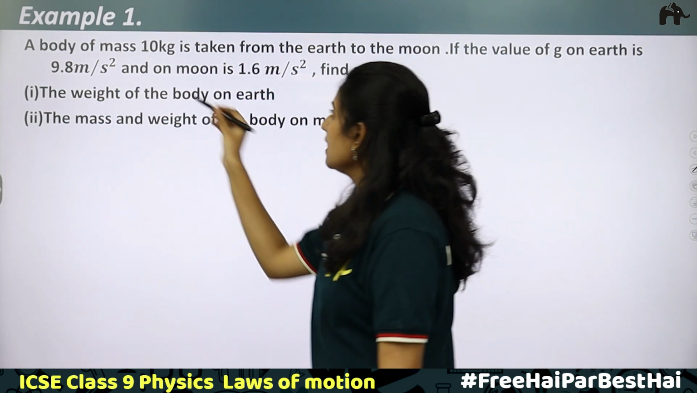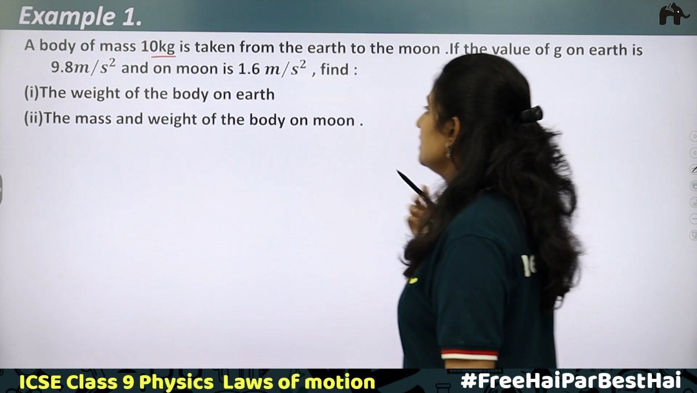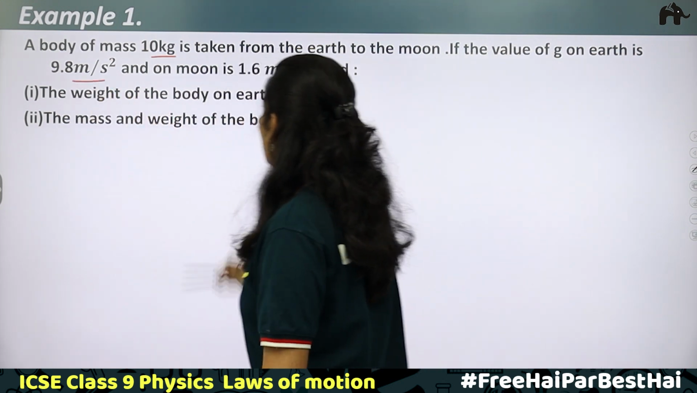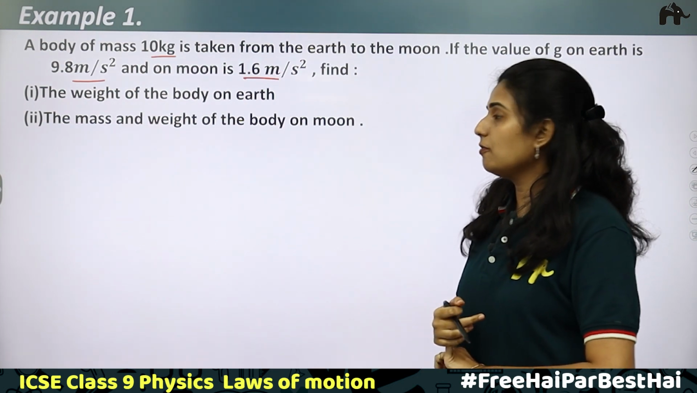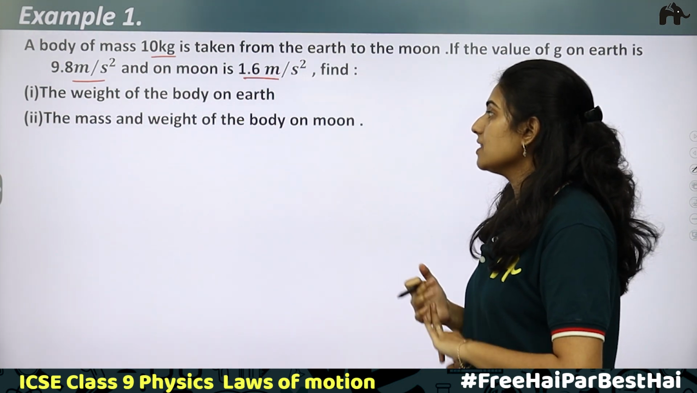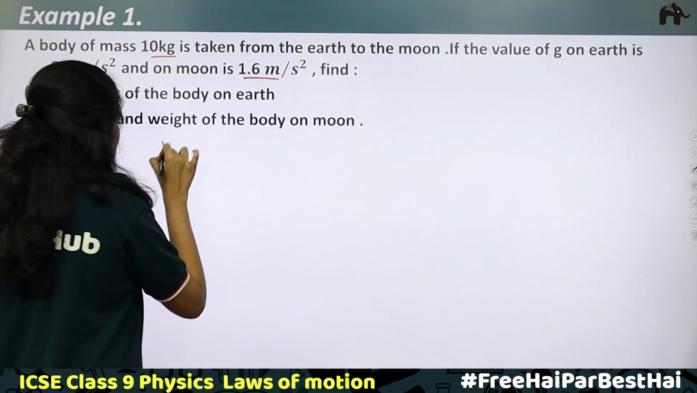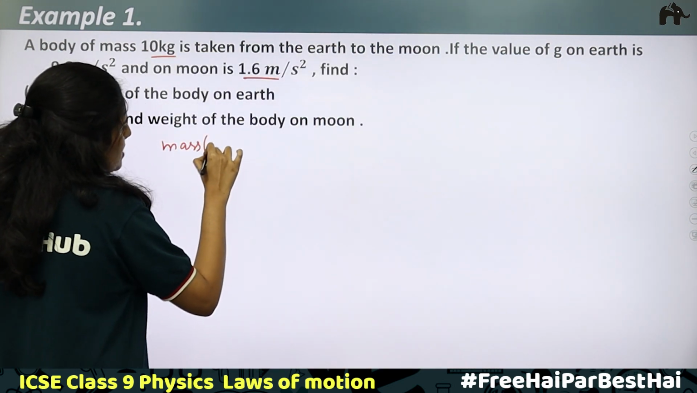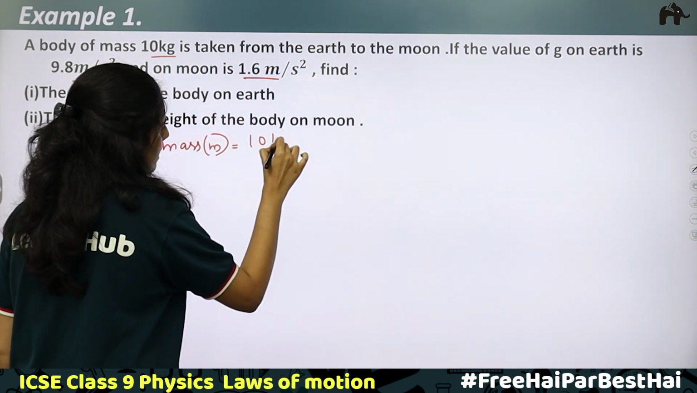A body of mass 10 kilogram is taken from the earth to the moon. If the value of g on earth is 9.8 meter per second square and on moon is 1.6 meter per second square. First question, find the weight of the body on earth. And the second question, the mass and weight of the body on moon. How to find the weight on earth? We are given mass m. Mass will be same whether it is on earth or moon. Mass is given, that is 10 kilogram.